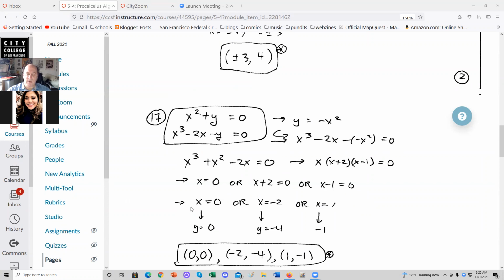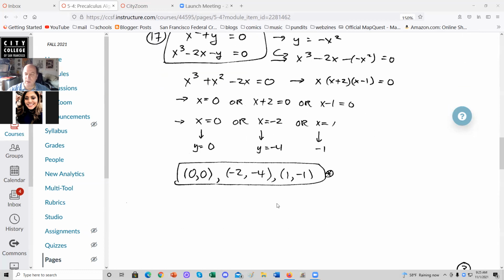So x is 0, or x is negative 2, or x is 1. Using y equals negative x squared, if x is 0, y is 0. If x is negative 2, y is negative 4. And if x is 1, y is negative 1. So the three solutions are 0 by 0, negative 2 by negative 4, and 1 by negative 1. Okay, page 3.